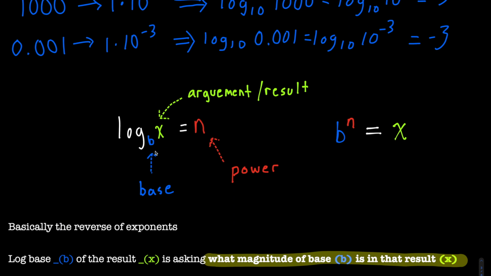And let's say not log base 10, but we have log base 8, and this result is 64. So what power do we have to raise 8 to be able to get to 64? Well, the power is 2, because 8 times 8 is 64. So we have to raise 8 to the second power to be able to get 64. So our power will be, in this case, 2. So log base 8 of 64 is equal to 2.